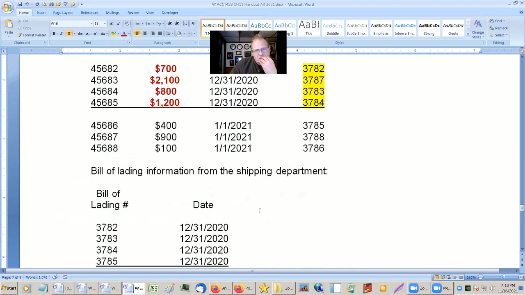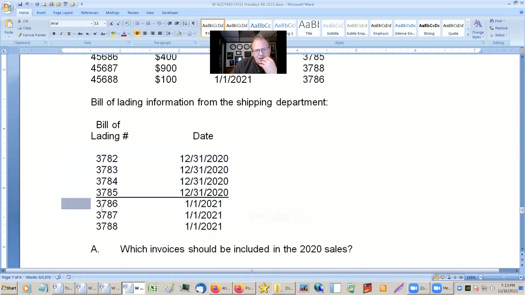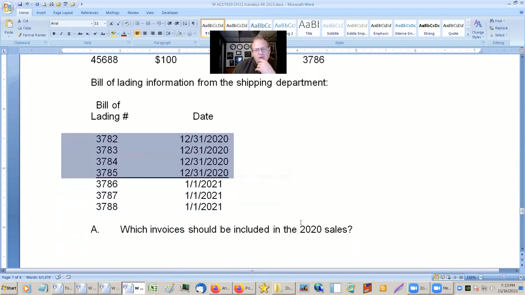Now here's the question. These are the bills of lading. This is the stuff that's actually shipped. This stuff down here was not shipped. It was shipped the next day. Some terrible companies made their drivers work on New Year's Day, but anyway, so these are actually the ships. So here's the question. Which invoices should be included in the 2020 sales?